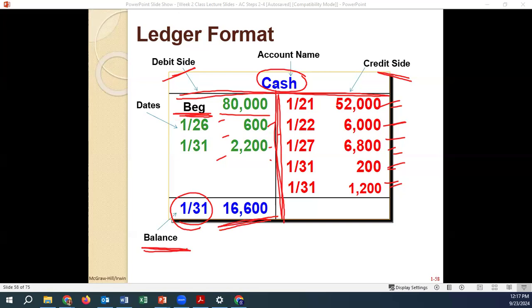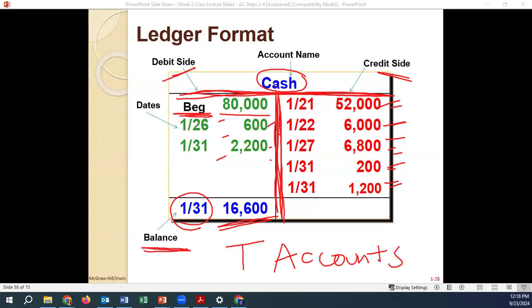Okay, a few other things I want to point out. First of all, if you notice here, the major lines of the ledger form the shape of a T. And that's why sometimes ledgers are referred to as T accounts. If you ever work in an accounting department, you'll be hearing them talk about T accounts all the time. So I just want to make sure you know that they are referring to the ledger.